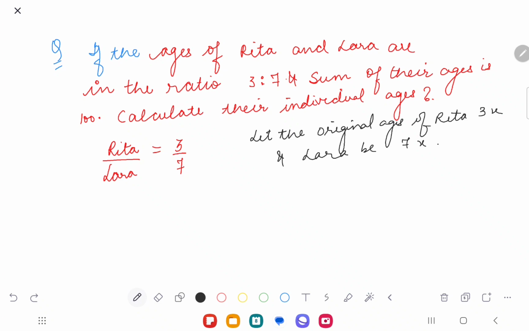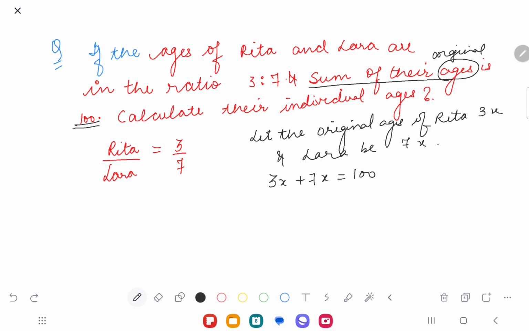Yes or no? Yes. And what is the question saying? And the sum of their ages. It is talking about the original ages. The sum of the original ages is 100. So 3x plus 7x shall be 100. Yes or no, Adam? Yes.